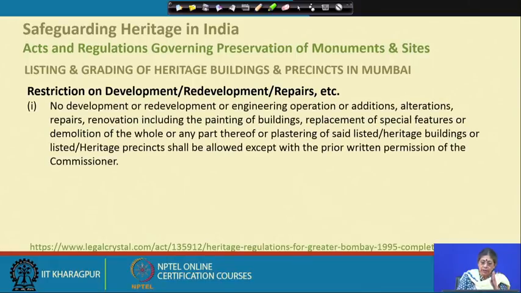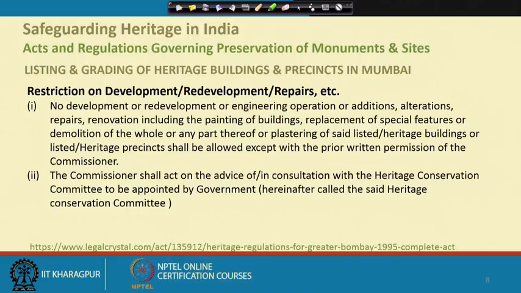No development or redevelopment or engineering operation or addition, alteration, repairs, renovation, including the painting of buildings, replacement of special features or demolition of the whole or any part thereof, or plastering of said listed heritage buildings or listed heritage precincts shall be allowed except with prior written permission of the commissioner. So, it is not saying that nothing will be allowed, it is saying that it needs a permission because most of the time it is a private property. And permission regarding what will be decided case by case according to the precinct.